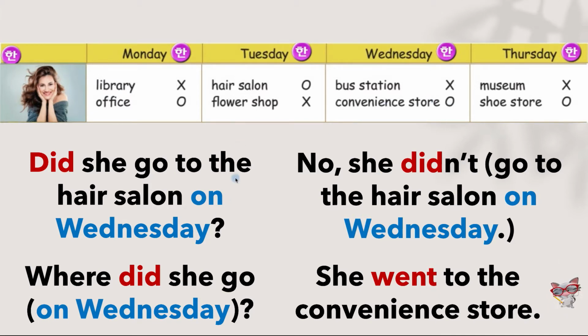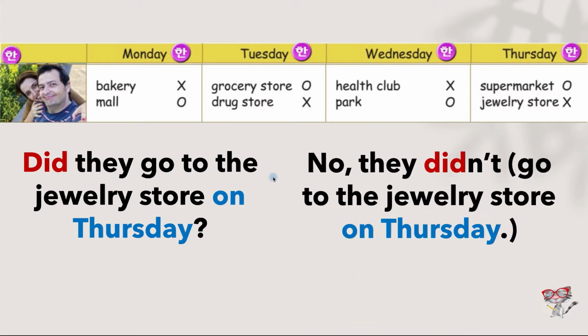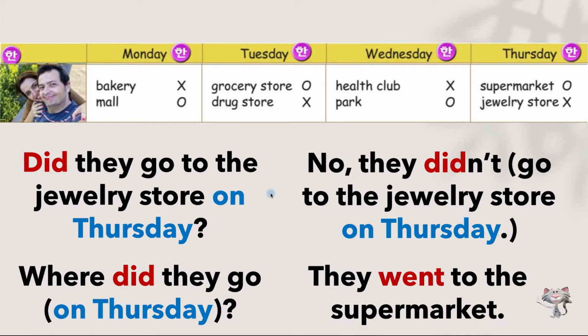So a yes-no question followed by a W question. Did they, because there are two people, go to the jewelry store on Thursday? No, they didn't go to the jewelry store on Thursday. Where did they go on Thursday? They went to the supermarket. They went to the supermarket. So all this is around the verb go. Go, go, but in past tense.